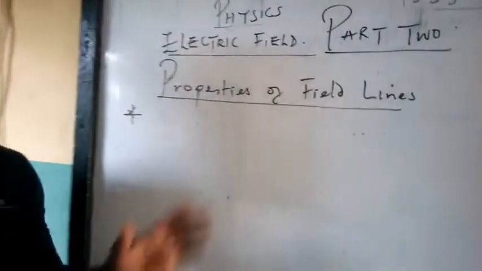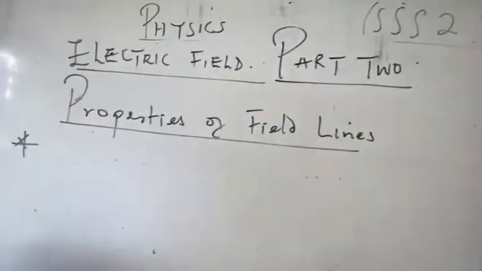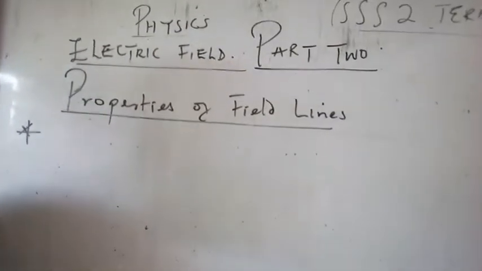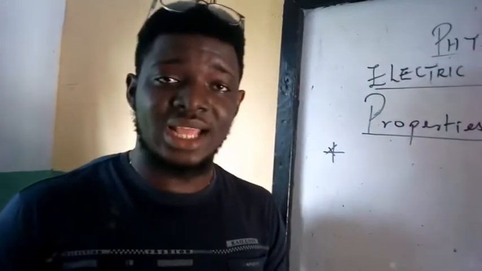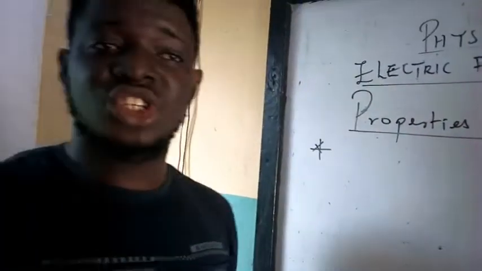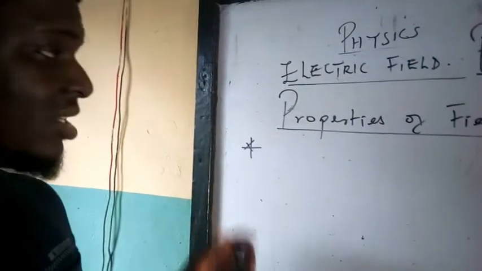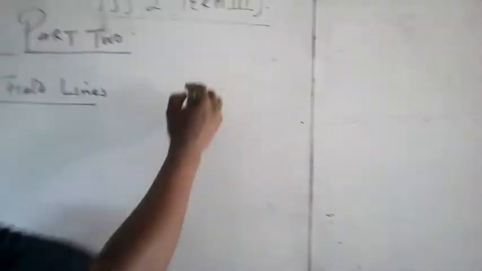Now we are on to electric field part 2. We are going to be looking at the properties of these field lines. As I said in the previous class, field lines are imaginary lines, and we talk about the charges. We have the positive charge and the negative charge. Now we're going to be looking at the properties. A recap.